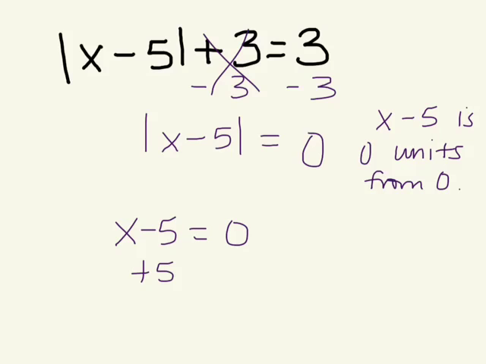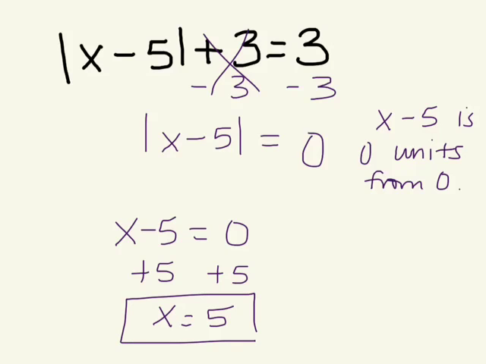So now we add 5 to both sides. So the only number that x can be, and this is the one instance where you're going to get a single number, is 5, because our absolute value turned out to be right at 0.